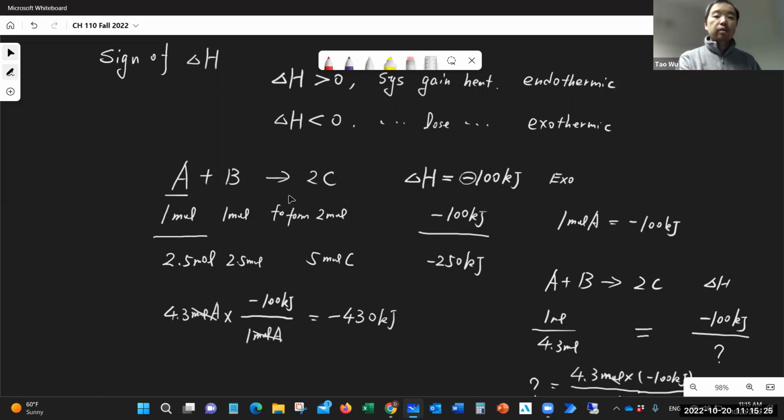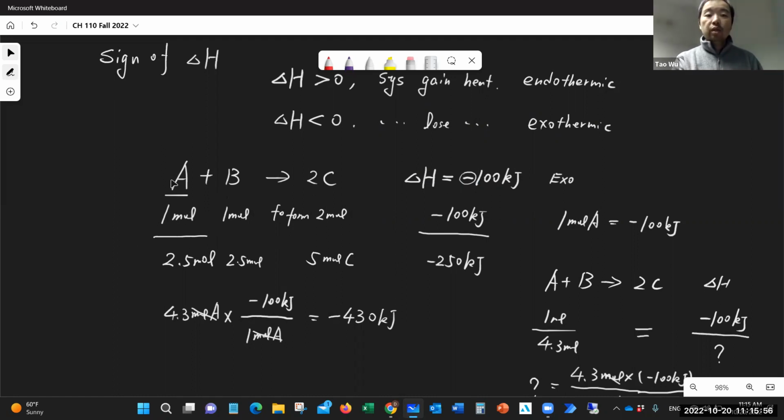So whether it's endothermic or exothermic, a reaction always has a delta H, the change of the enthalpy. For example, this reaction is negative 100 kilojoule. The negative sign means it is an exothermic reaction, and the 100 kilojoule means that if 1 mole of A reacts with 1 mole of B to form 2 moles of C, they are going to produce 100 kilojoule of heat.